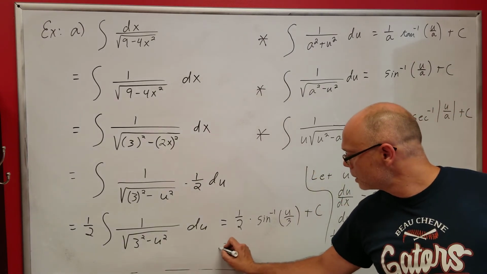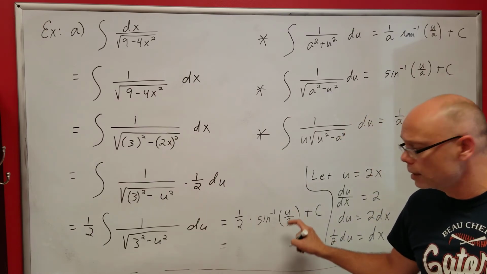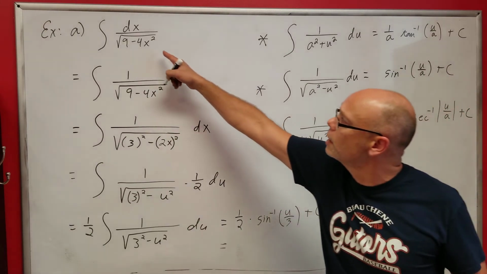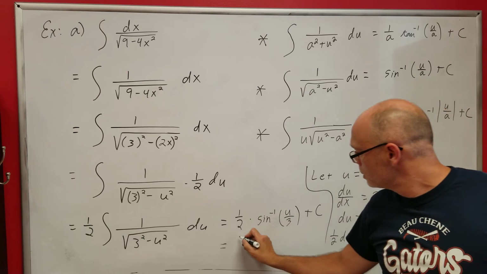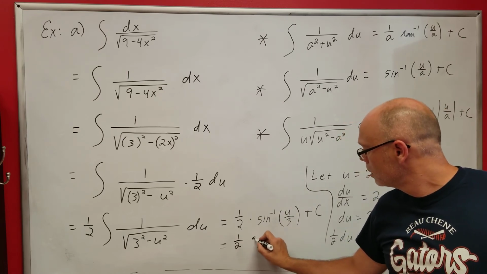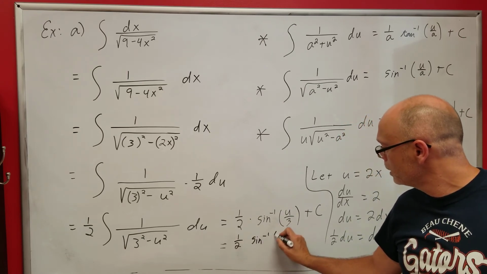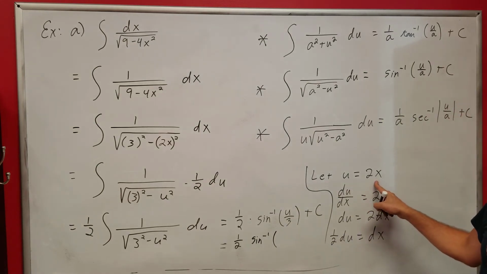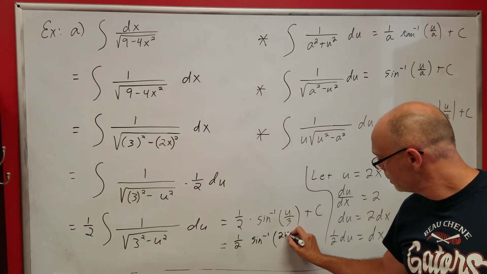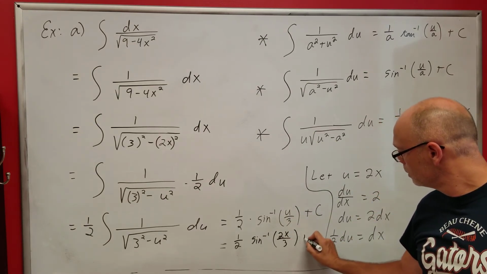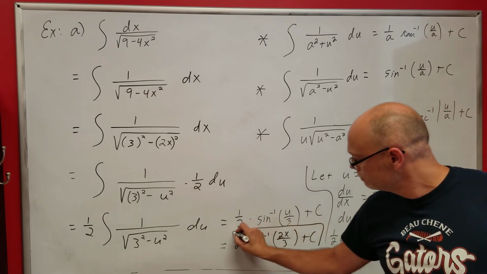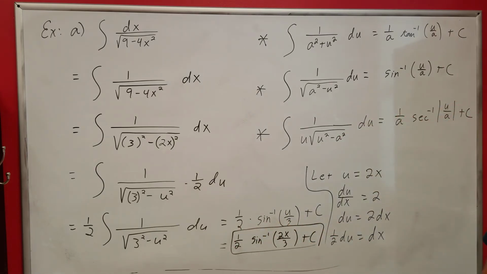Well, let's back substitute. Let's get this in terms of x instead of u, because it started out in terms of x. So we have 1/2 inverse sine of u, which is what? 2x over 3 plus c. There we go.